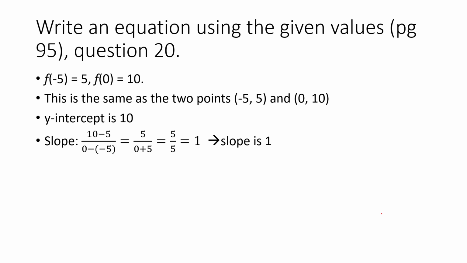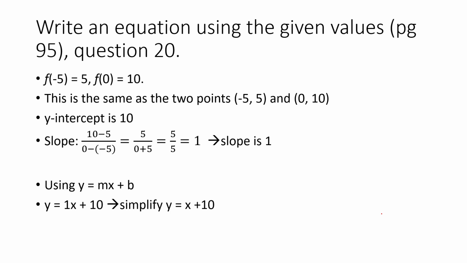10 minus 5 is equal to 5. And then the difference in our x values, which would be on the bottom of our slope, would be 0 minus -5, which becomes 0 plus 5. And we end up with 5 over 5, or 1 as our slope. With that being said, using the equation y equals mx plus b, we can substitute those in to y equals 1x plus 10, or just simply y equals x plus 10. So you want to do something similar as well for the questions within this section.